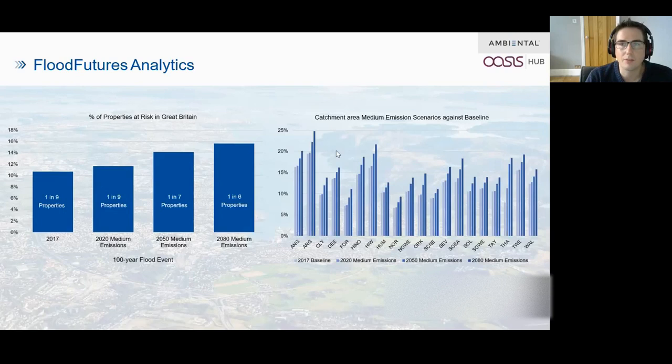The conventional wisdom, if you like, is that about 1 in 6 properties is at some form of risk in the UK. So that's the 1 in 1,000 year, an order of magnitude less frequent event, more severe event. And this data is suggesting that we might be moving to a position where that is the norm for the 1 in 100-year event by the end of the century, which is quite startling.